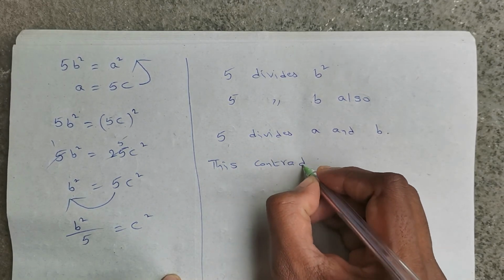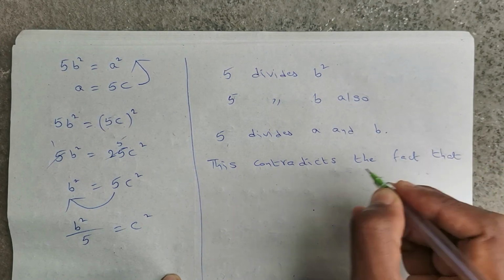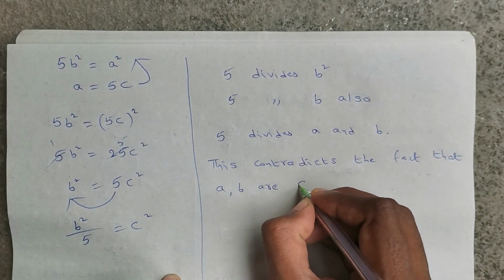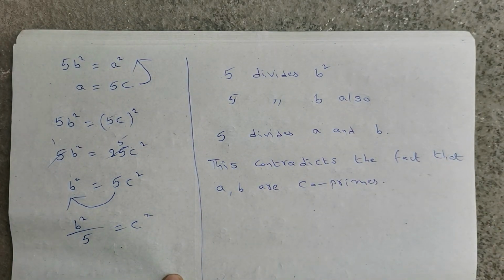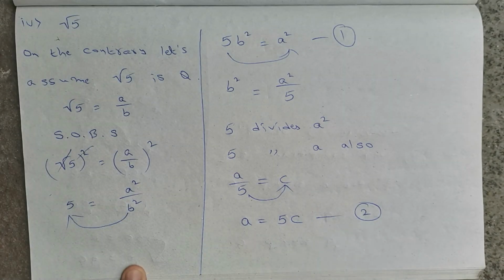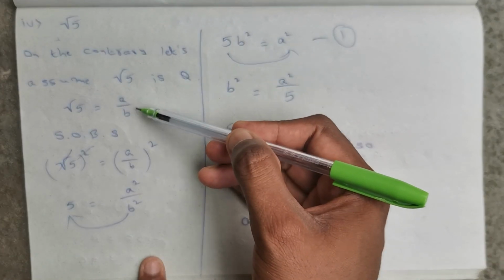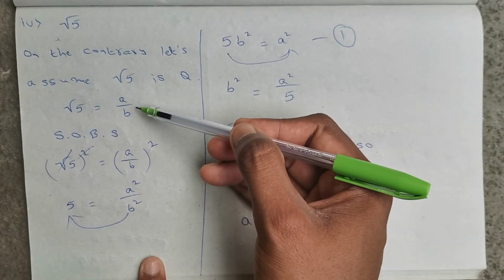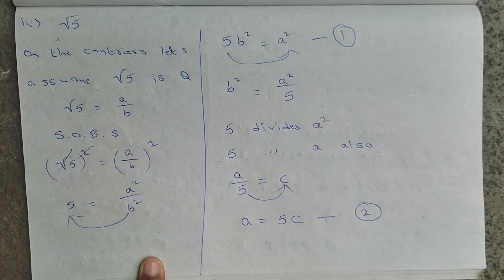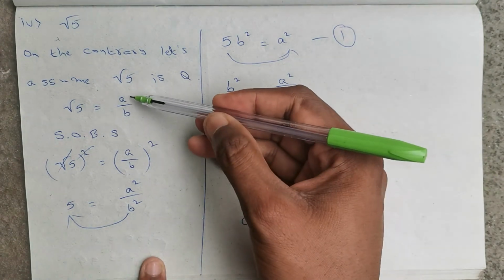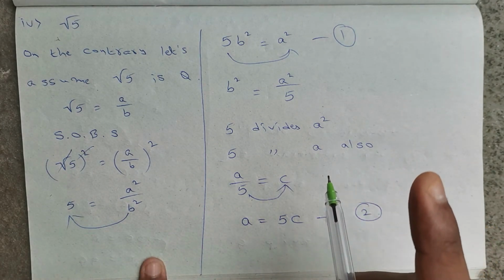This contradicts the fact that a, b are co-primes. In the beginning of the step, in every question, when we assumed that it is a rational number a by b, we said very clearly a and b both are integers as well as co-primes. A and b both are co-primes. So co-prime means a and b don't have any common factor except 1.